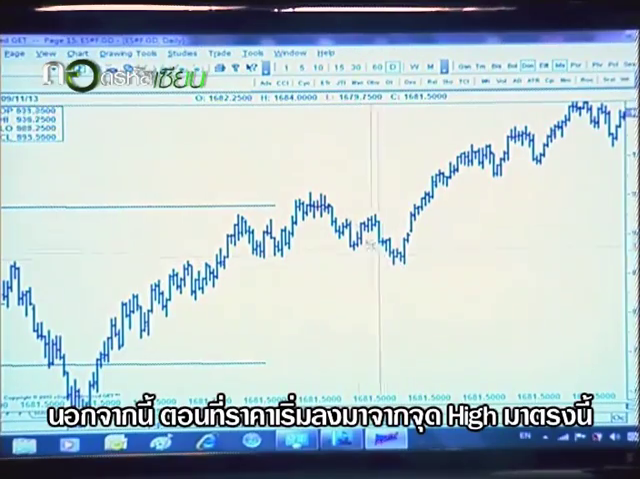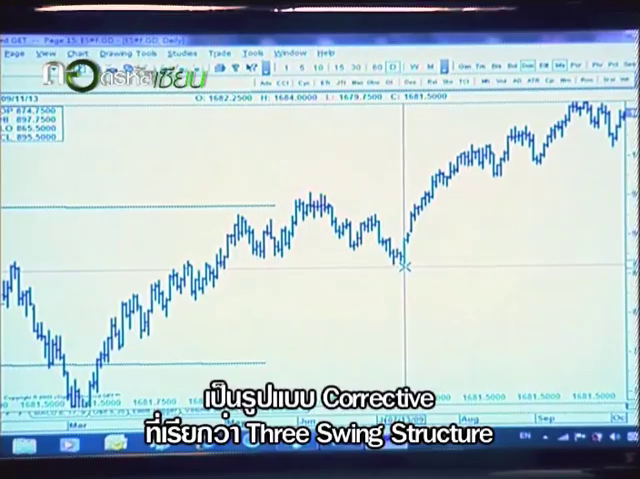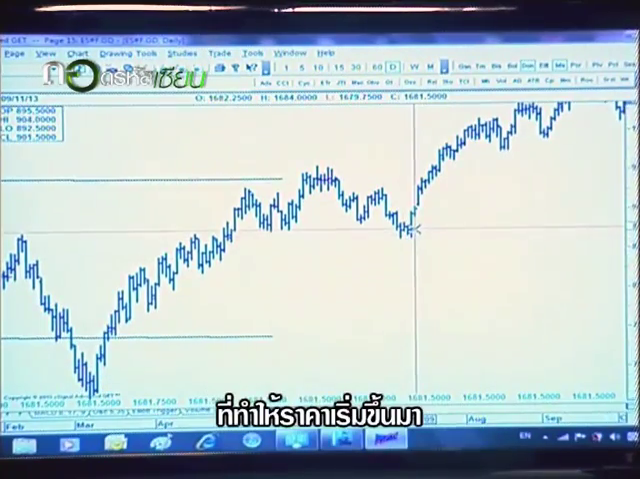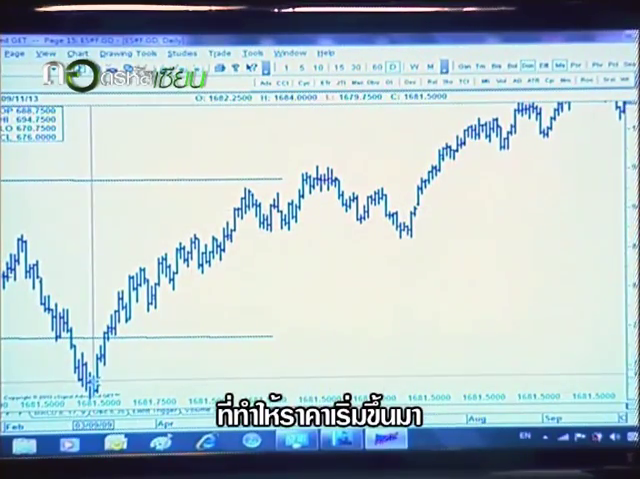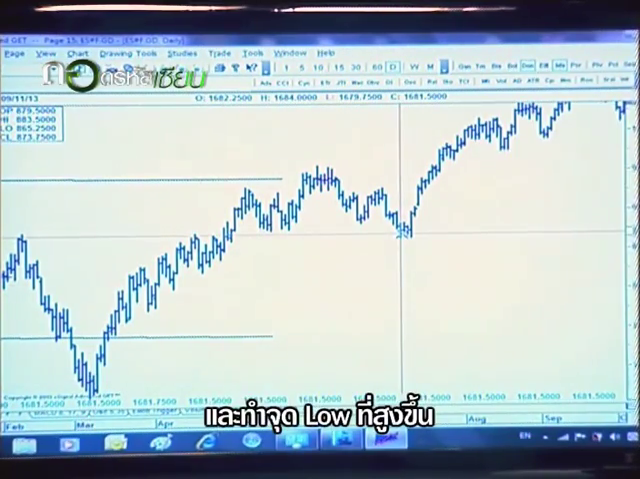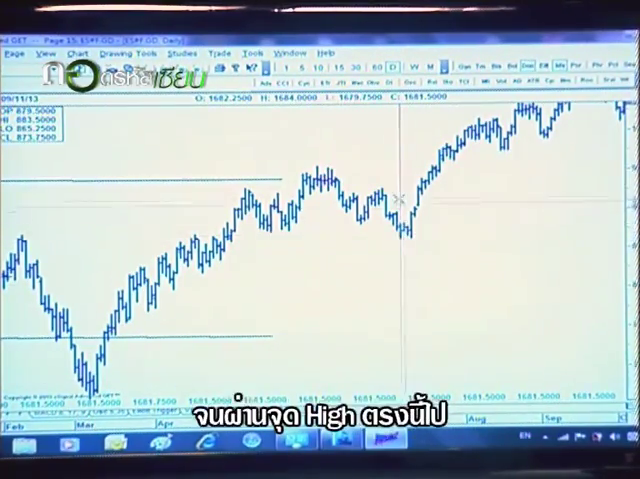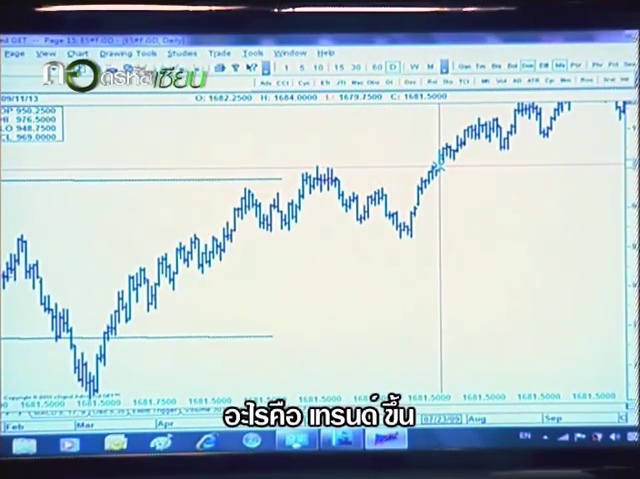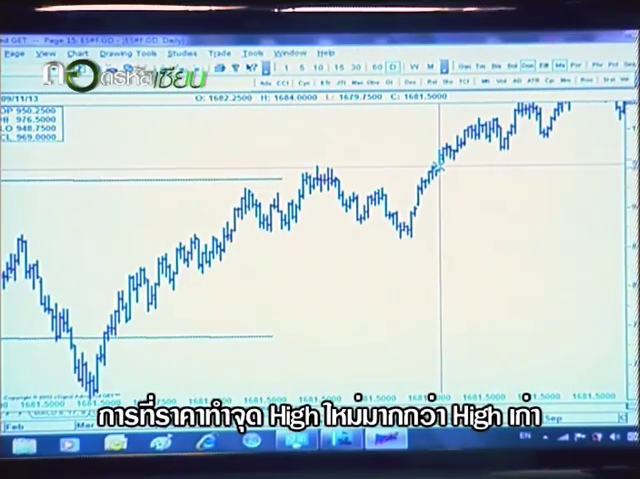And what it's telling me is this decline through here is corrective, which is what I call a three swing structure. And then we start moving up. Can you see now we're making a low down here, we're making a higher low. And when we take that out, we start making higher highs. So what is an uptrend? An uptrend is higher highs, higher lows.